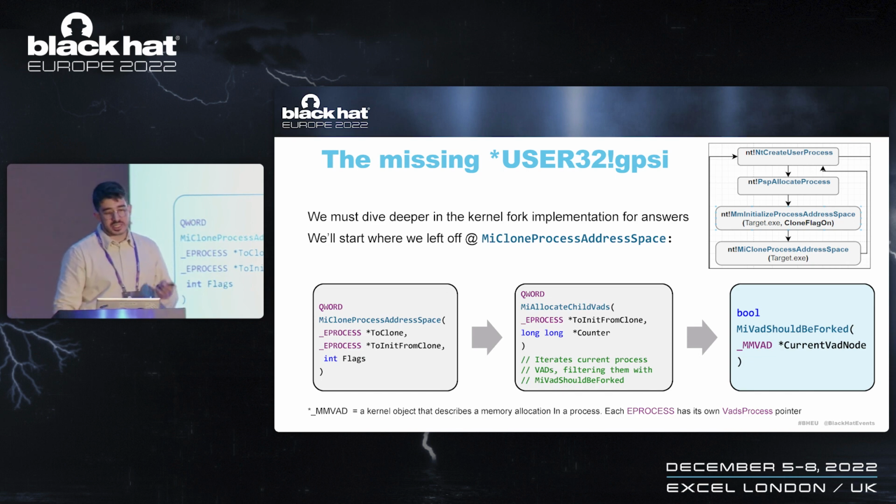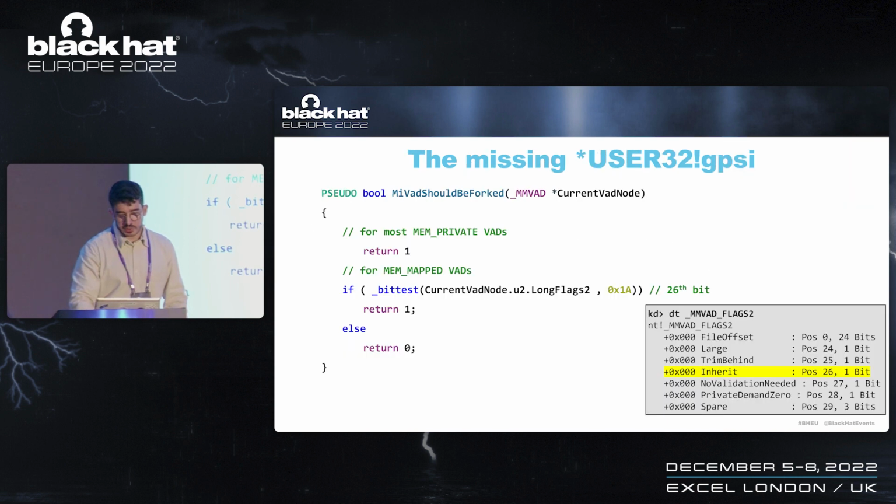but first it applies them with a filter. This filter is MiVadShouldBeForked. Sounds promising. This function receives every VAD of the parent process and applies the condition to it. And if the condition is true, the VAD will get forked. So let's check it. This is the pseudocode of the MiVadShouldBeForked function, shortened for the sake of simplicity. And for most private VADs, meaning everyday allocations, it's going to return 1. Meaning the VAD is going to get forked.